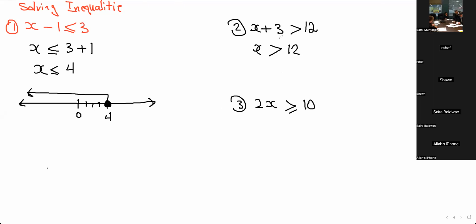And you have the 12. I said when you move numbers to the other side of the equal sign, this is plus 3, you change it to minus 3. So you do the opposite. It's a plus 3 here, it becomes minus 3 there. x is greater than 9.